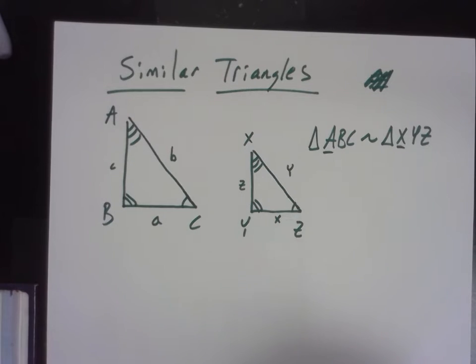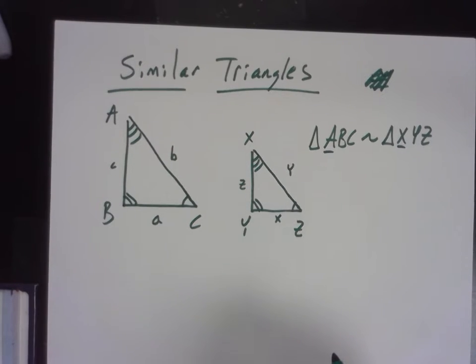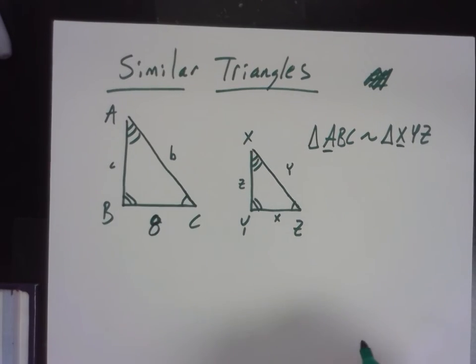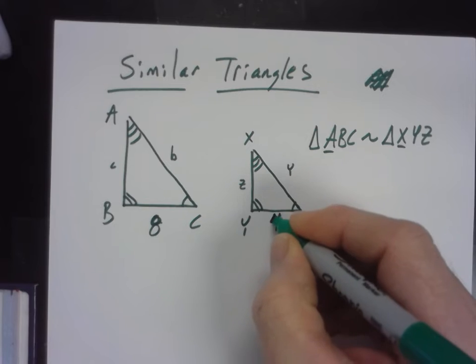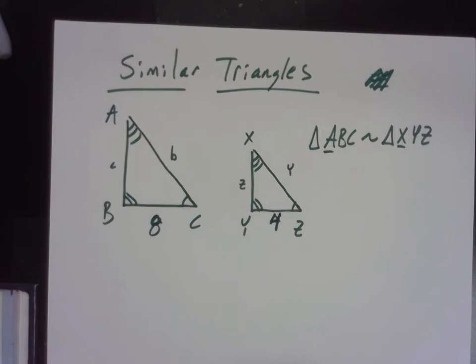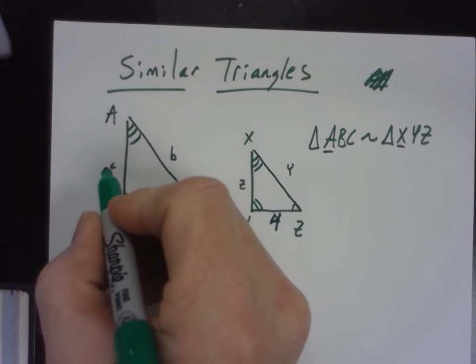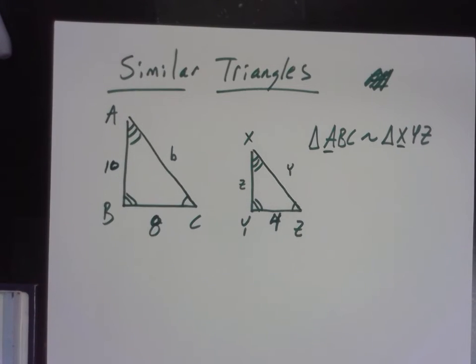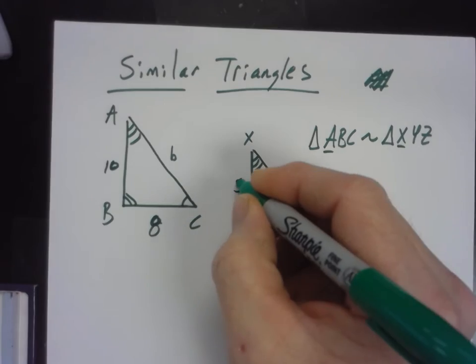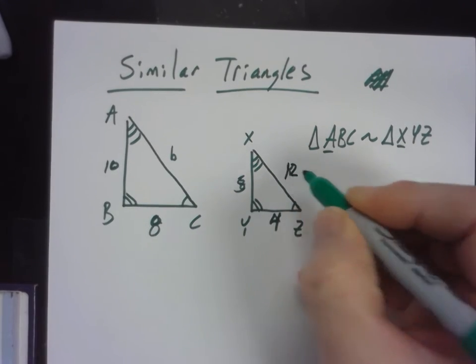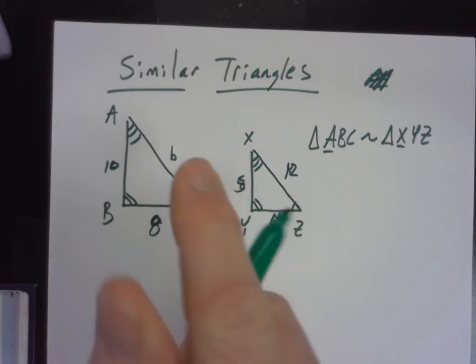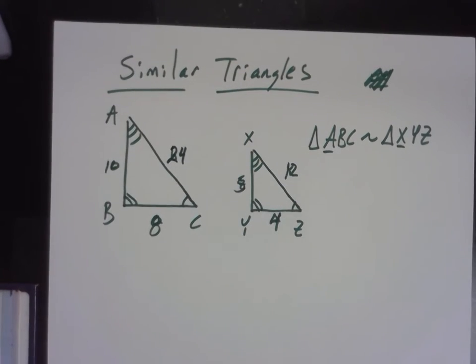So if we know some things, let's say we know this is 8, then if we're saying half, that's 4. But that's not enough to figure out what C or B or Z or Y are. We'd have to know some more stuff. So let's say C over here is 10. Can you tell me something about Z? It's got to be half the length, so it's 5. And this one is 12, so what does that tell us about B? It's 24. So that's what we mean by proportional.